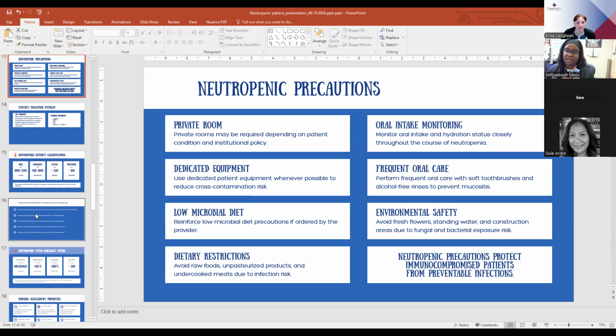Again, we want to avoid fresh flowers, because a lot of times family wants to come through to see their loved ones, and they want to bring fresh flowers and things like that. So we need to educate the patient and family members about this. Neutropenic precautions protect immunocompromised patients. So that's the big emphasis for all of this.